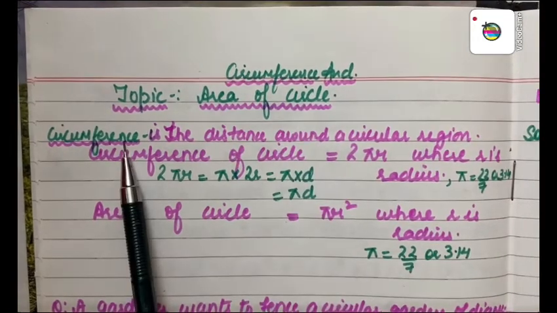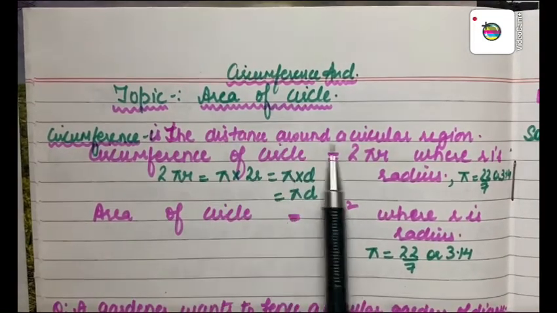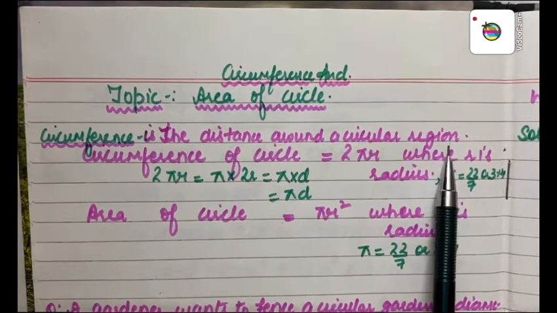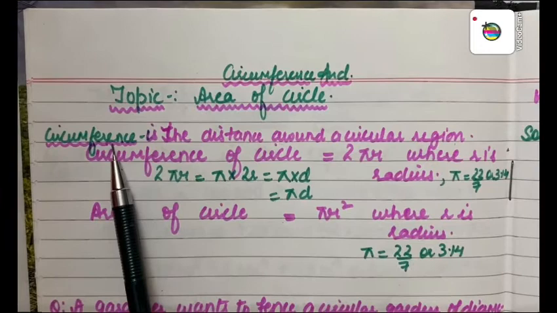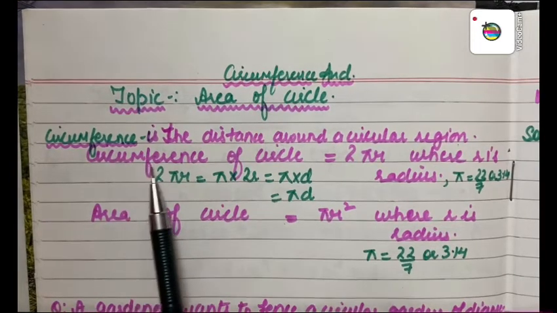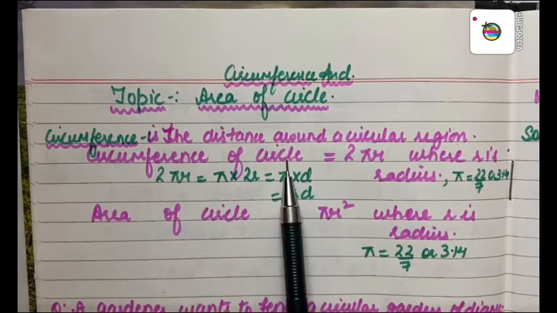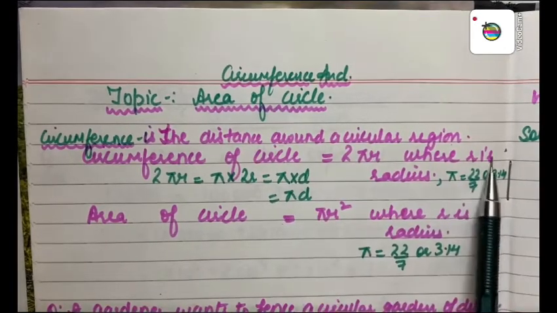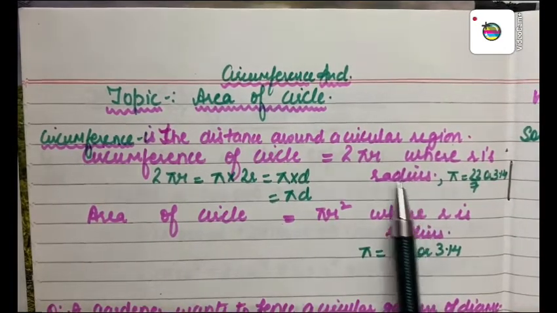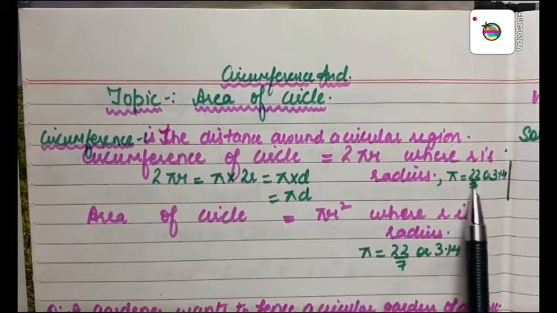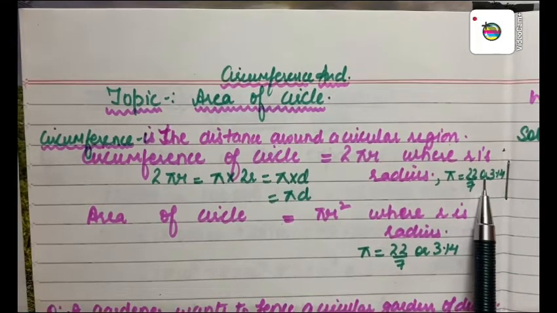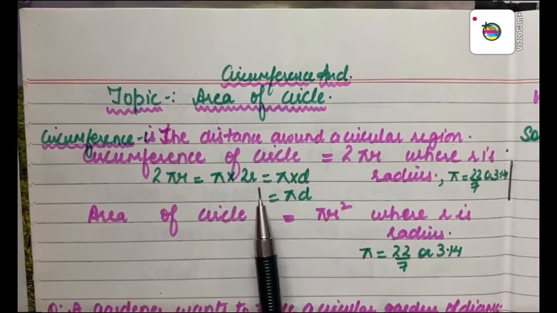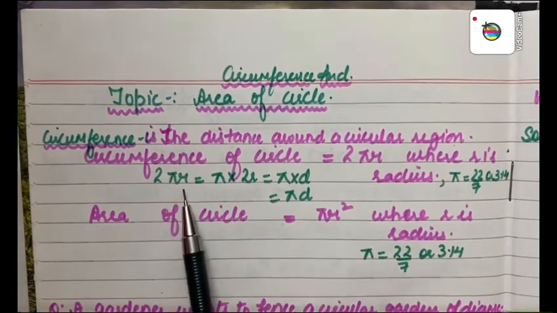So what is the circumference? Circumference is the distance around a circular region. That means when we are moving around a circular region, we get its circumference. So what is the circumference of a circle? Circumference of a circle is 2 pi r. What is r here? r is the radius of the circle, and the value of pi is 22 upon 7, or you can take it as 3.14.